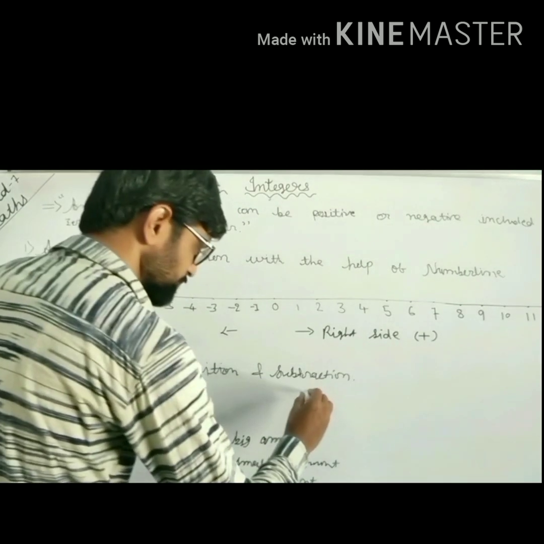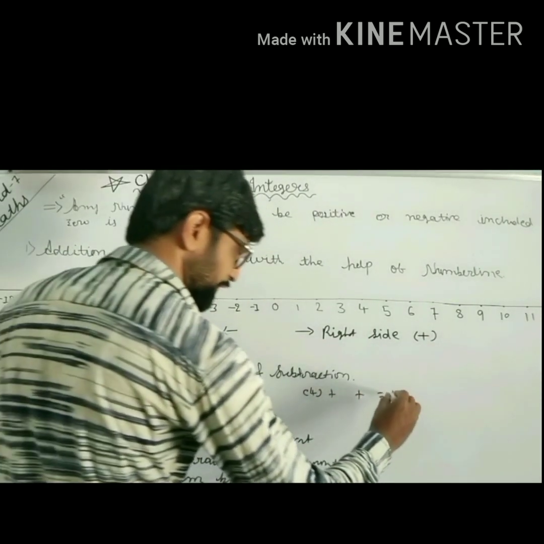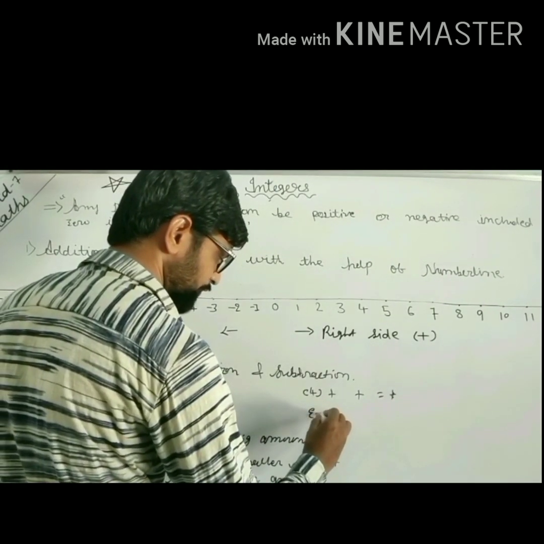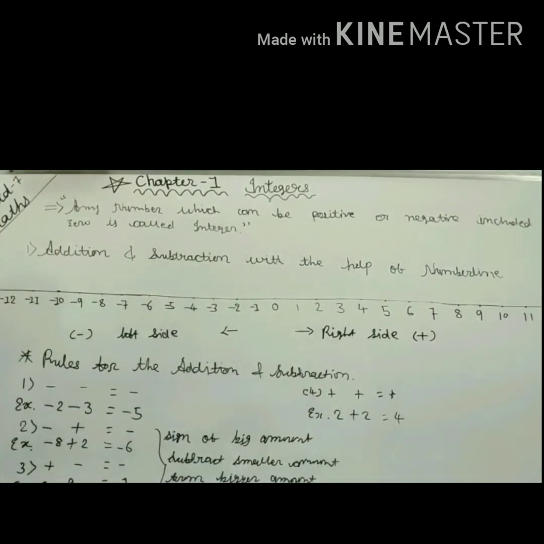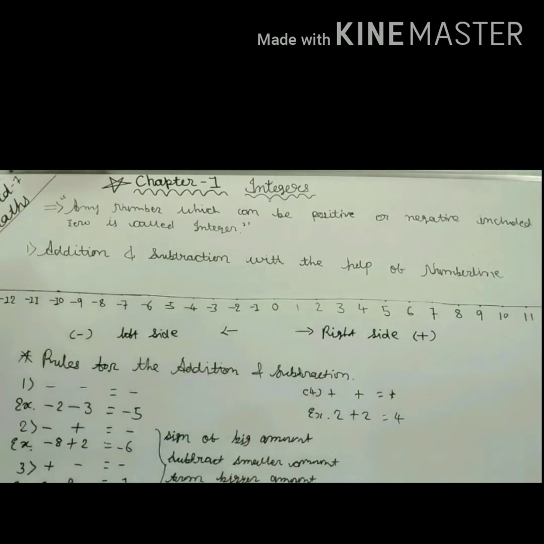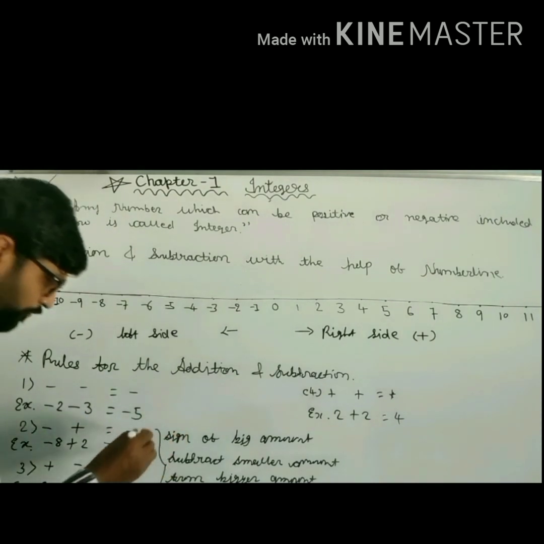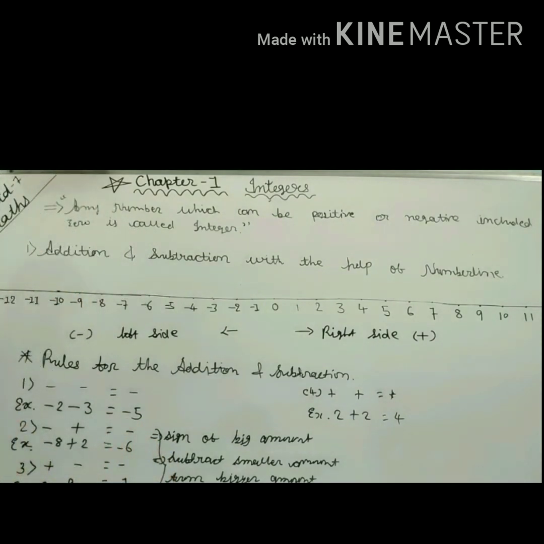And rule number 4 is when both numbers are positive. It is very simple. You have to add and put the positive sign. Suppose, for example, you have 2 plus 2. Simply you write 4. You can take such examples and understand better. Rule number 2 and rule number 3 are very difficult to understand, so take care of the signs and understand these two rules; if any one of both is negative, then you have to apply this rule.